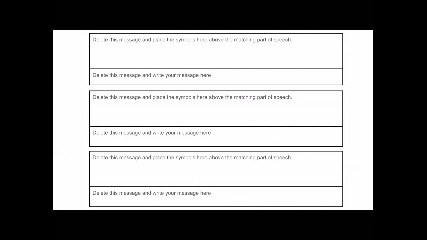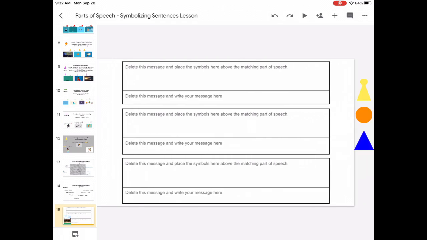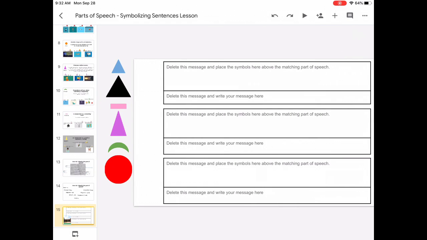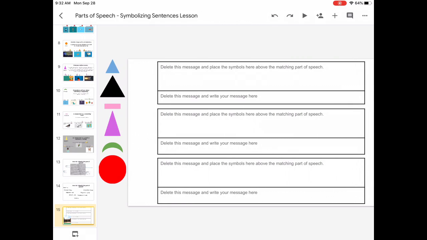All right, so your follow-up work here is going to be to locate the symbolizing sentence extension. It looks like this, and this is a material that you can use and work with. So you're going to watch the next video about how to do the follow-up work, and you will open this work up on your own, make a copy, and be creative to do some practice with symbolizing sentences.